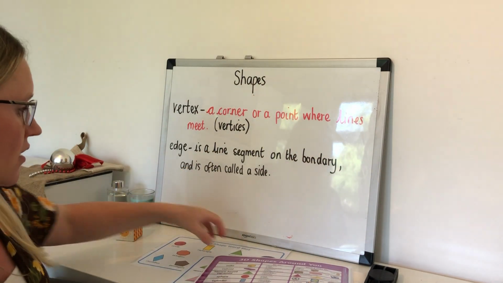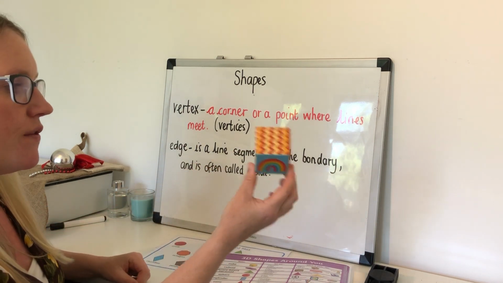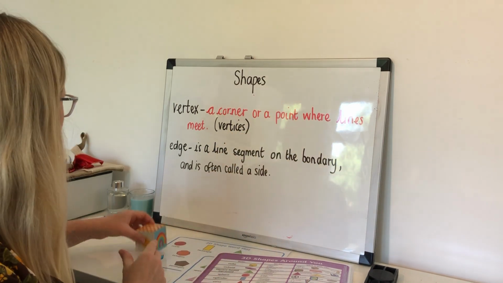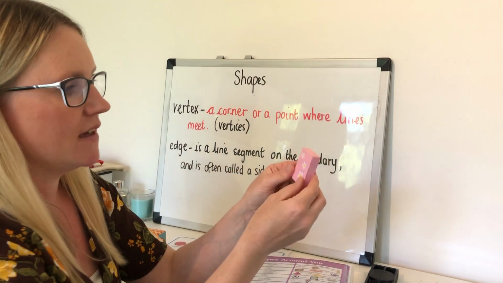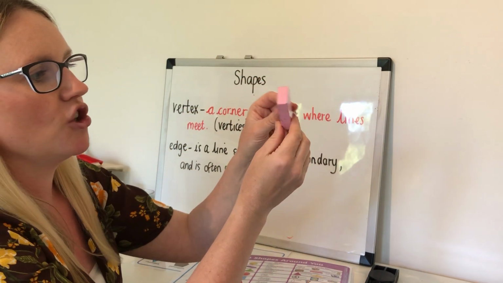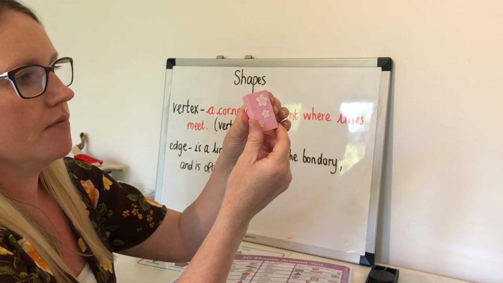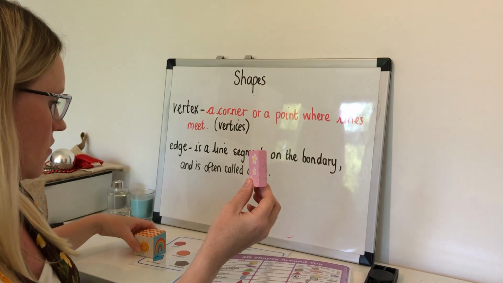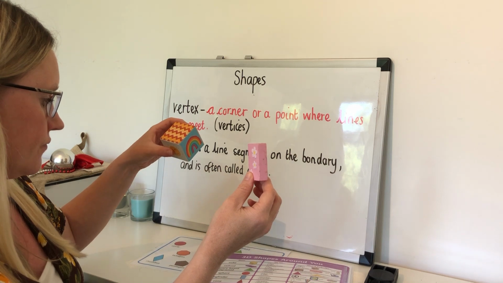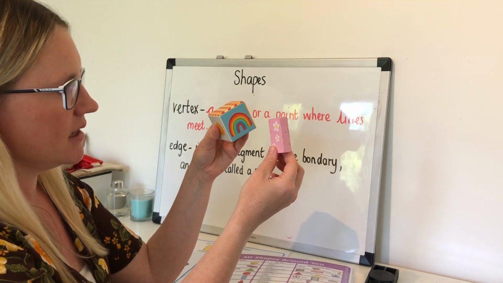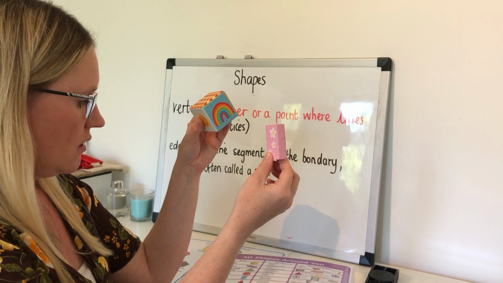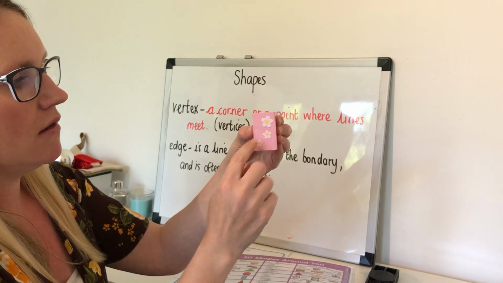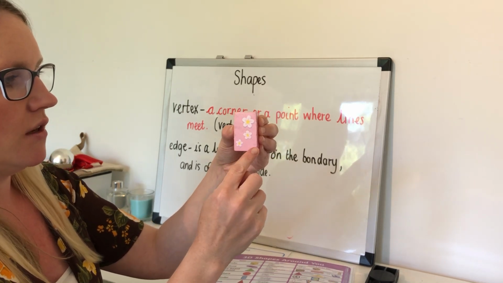Now, on our cube, all the vertices, all the edges are the same. But if I was to look at a cuboid, and I found this little bag, which is a cuboid, it's still got the same amount of vertices as a cube. And it's still got the same amount of edges, but not all the edges are the same.